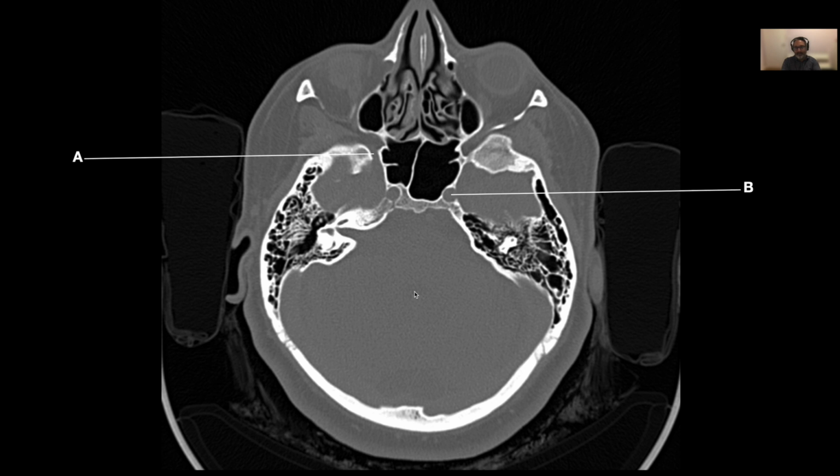So cranial nerve one goes through the cribriform plate, then two goes through the optic canal, then three, four, V1 and six. This is what V2 goes through. A is correct. That is foramen rotundum, and that is for V2.